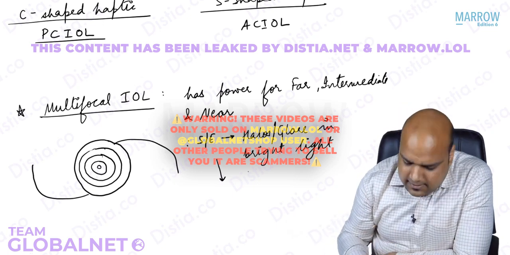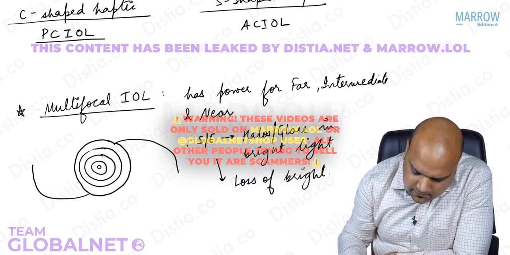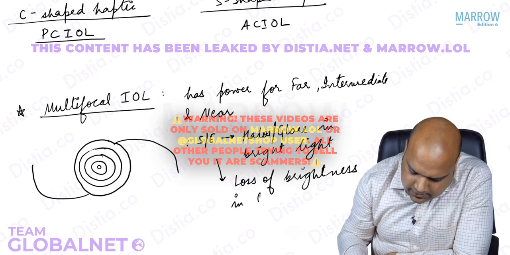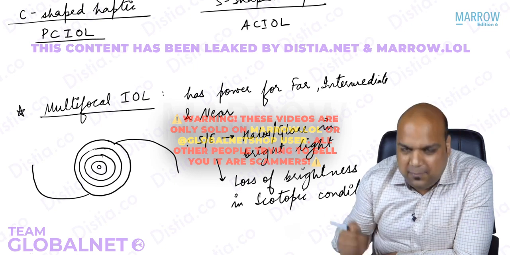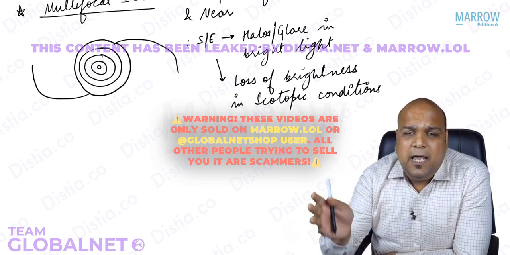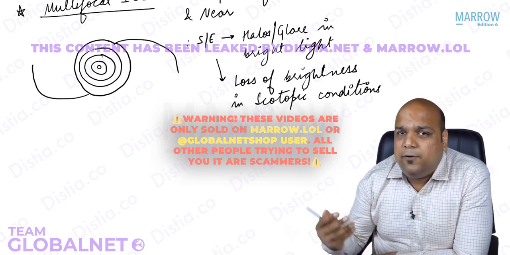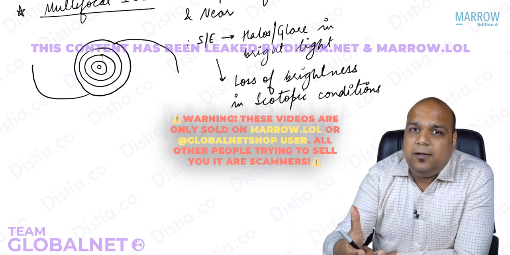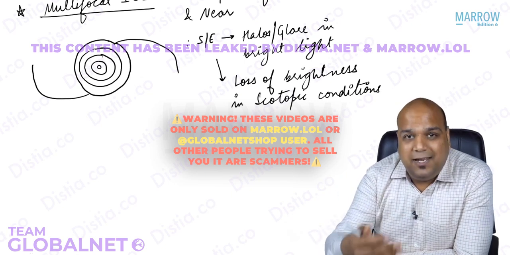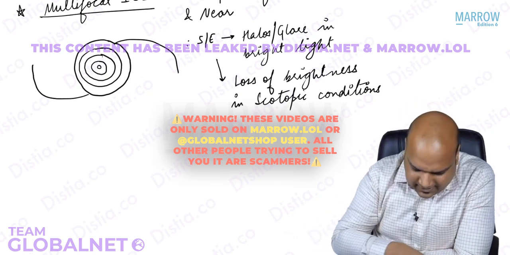The second side effect is that there is loss of brightness in scotopic conditions. Scotopic conditions are basically dawn and dusk. At that point of time, the patient says, I feel better if I switch on the light in the room. We can probably read a newspaper without switching on the light, even with just a little bit of light. But this patient, because of loss of brightness in those conditions, needs to switch on the light to be able to read. But still, multifocal IOLs are very helpful because the patient does not have any dependence on spectacles, right?